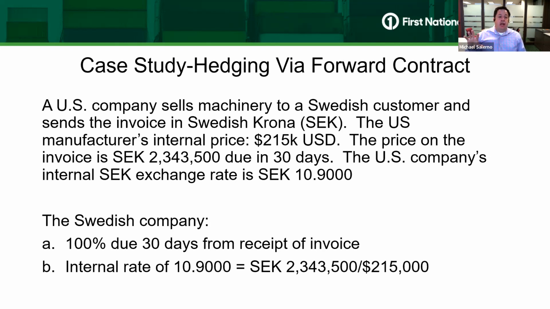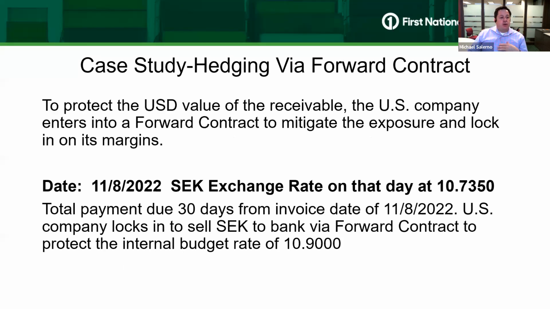They said, hey, we're going to take this rate and bill you in Swedish krona right away. Because of the rate, we need you to move fairly quickly. We need you to pay us in 30 days. So the Swedish company had 100% due in 30 days upon receipt. The internal rate that they came up with themselves, again, I believe looking at Yahoo with a little bit of buffer, they billed at 2,343,500. That is their internal rate or budget rate. When you're hedging, that's something you always want to establish just to know where you're going to value these contracts. After the conversation happened, they signed the deal and went to do the first piece of equipment.